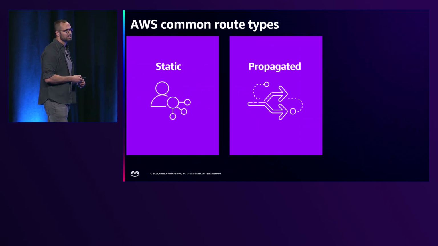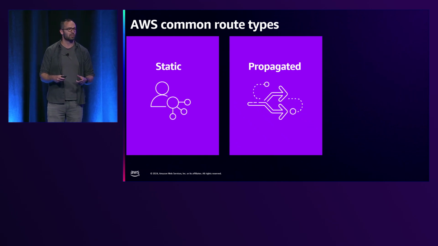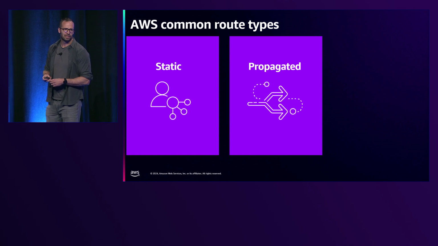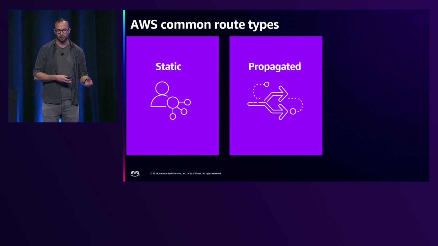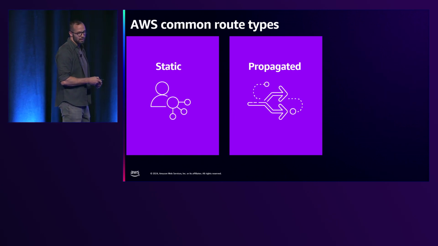Propagated routes. These are routes that will appear in the route table automatically based on the existence of a route somewhere else. So maybe there's a VPC somewhere, and you're automatically propagating the CIDR ranges of that VPC into some route table. And I'll show you some examples in a second.